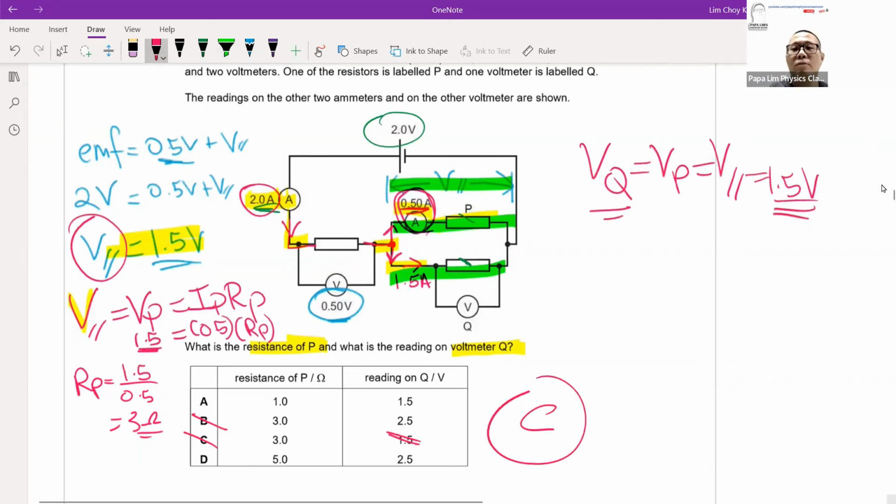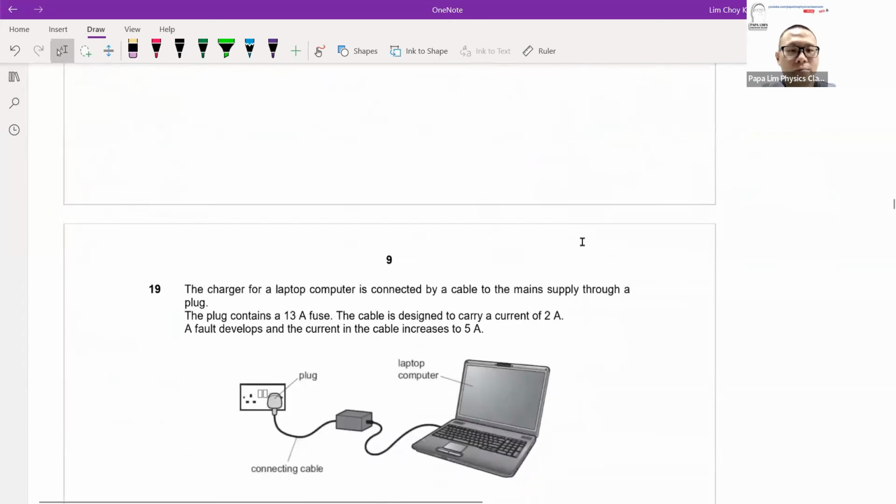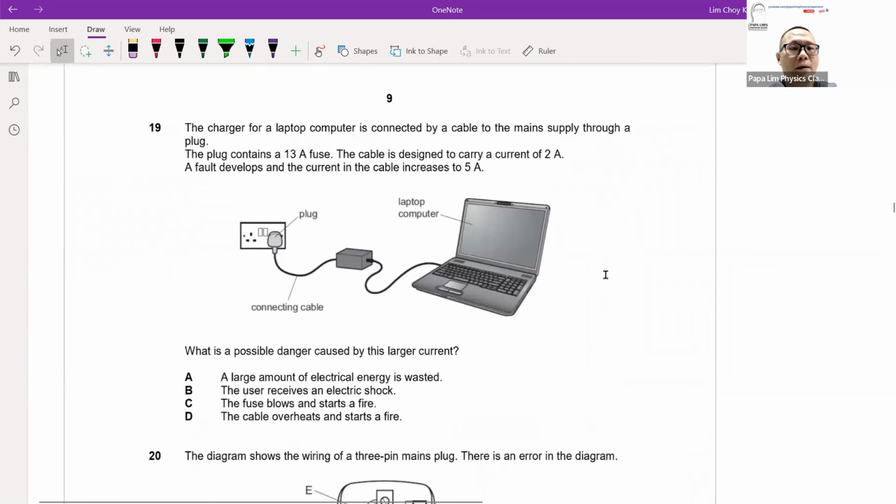Okay, so this question requires you to do a bit of calculations, and actually requires you to understand the properties of circuits, of parallel branches and series branches. So take note of your circuit, know all the formulas, and know the relationship between series and parallel in terms of currents, potential difference, and resistance.